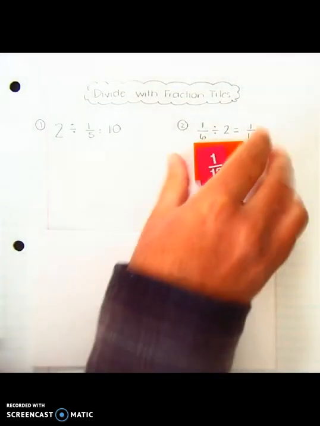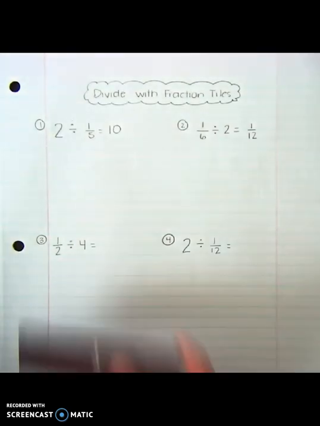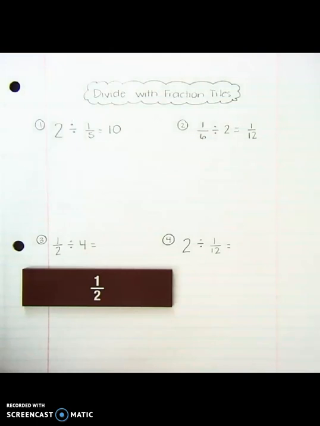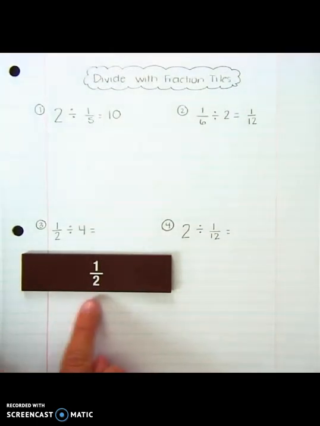Let's take a look at two more quick examples. Next, I have another fraction dividend. I have 1/2 divided by 4. So I'm going to start with my 1/2 fraction tile, and I need to find pieces that will line up exactly 4 times underneath it. Can you make a prediction of what size piece that might be?